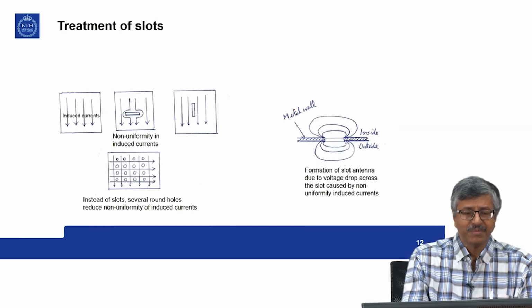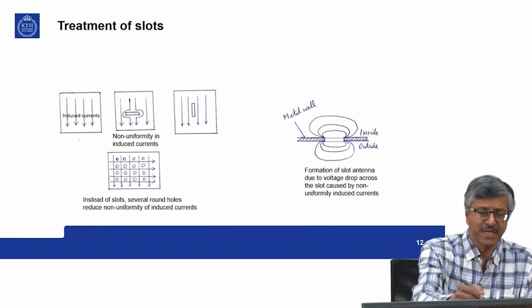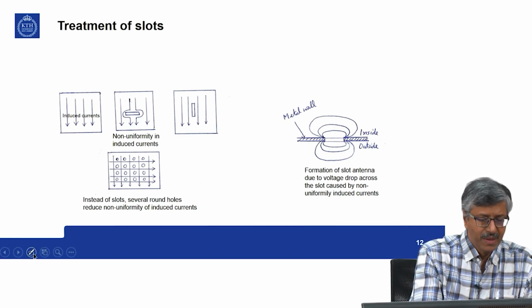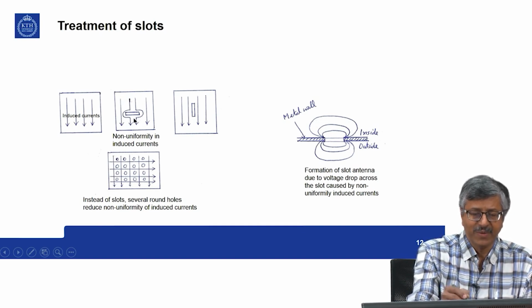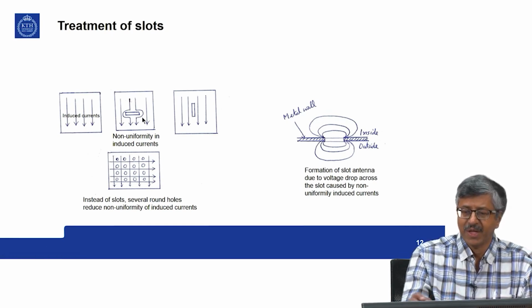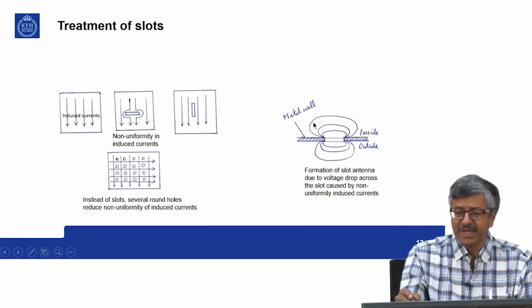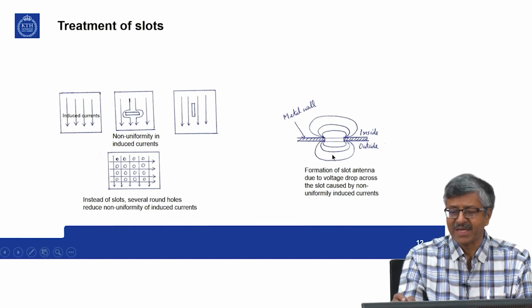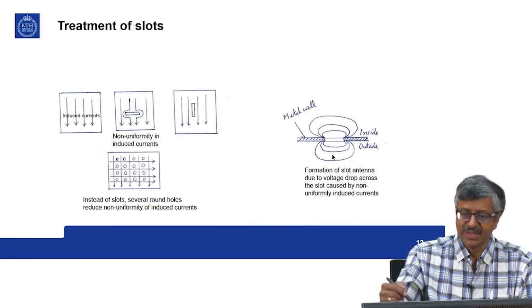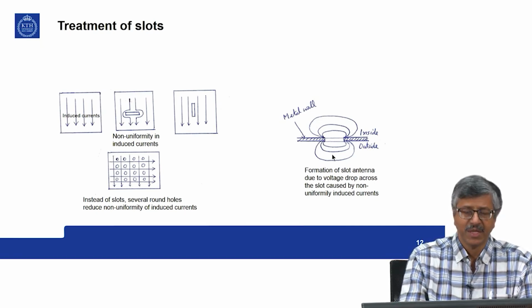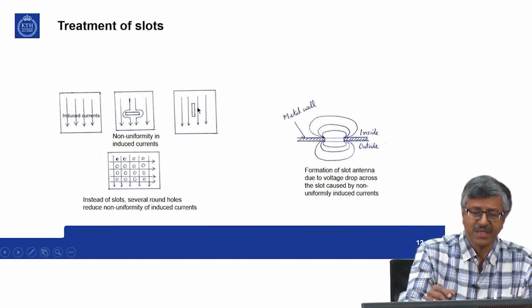Then if you have slots, the orientation of slots becomes important, and if you know that the induced currents are in this particular way, and if there is a slot like this, the induced currents are non-uniform, and that will create a potential difference across the slot, and you will create a kind of a slot antenna due to the voltage drop across. So, this will radiate both to inside and outside and create problems. So, with this type of slot orientation, you may reduce that.